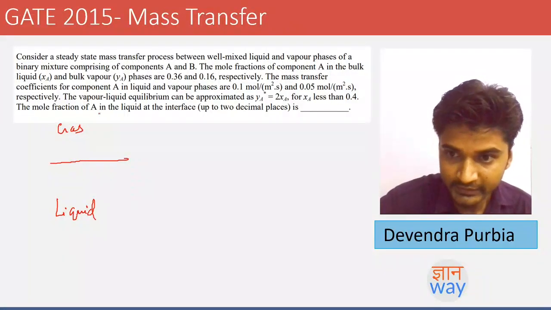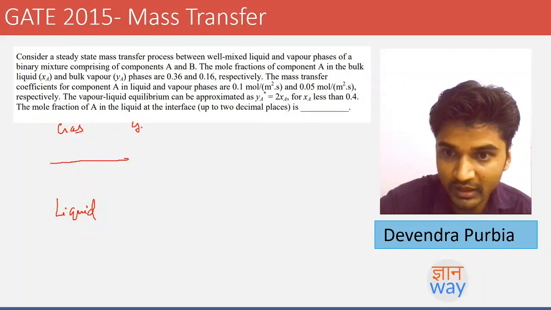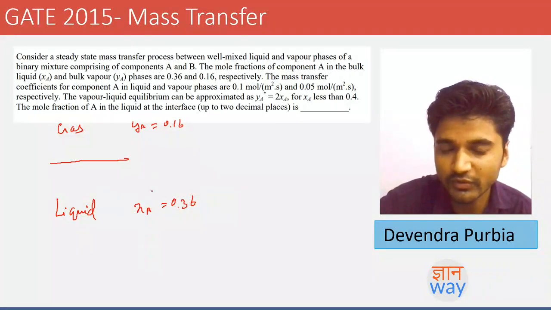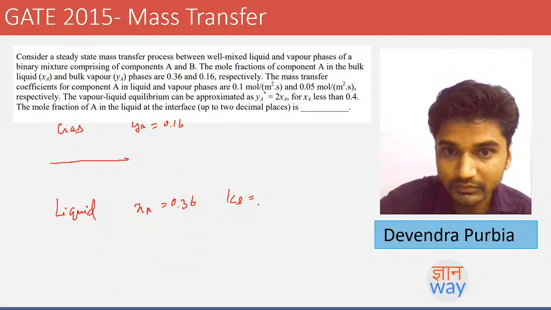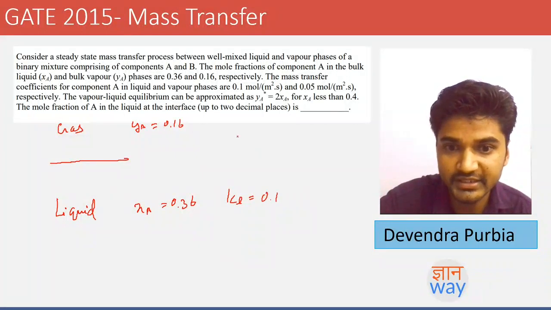Now in the gas, the fraction is given as 0.36, which we denote as yA. So yA is given as 0.16, where xA is given as 0.36, and the mass transfer coefficients, in the liquid it is given as 0.1, whereas in the gas phase it is given as 0.05.